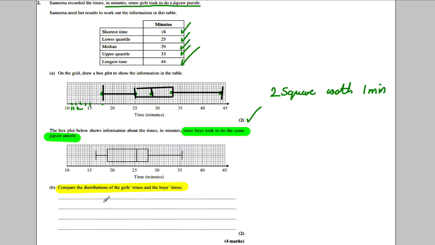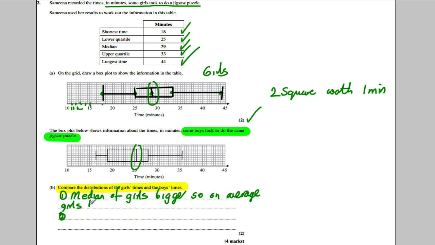Now, I've told you about this before. 2 things to say. Write 1 and write 2 so that encourages you to keep them separate. Firstly, compare the medians. The median here is 29. The median here looks like it's 25 and a half. So clearly the median of the girls is bigger. So we write that. The median of girls is bigger, and we have to state what that means. So on average, girls took longer to do the jigsaw.